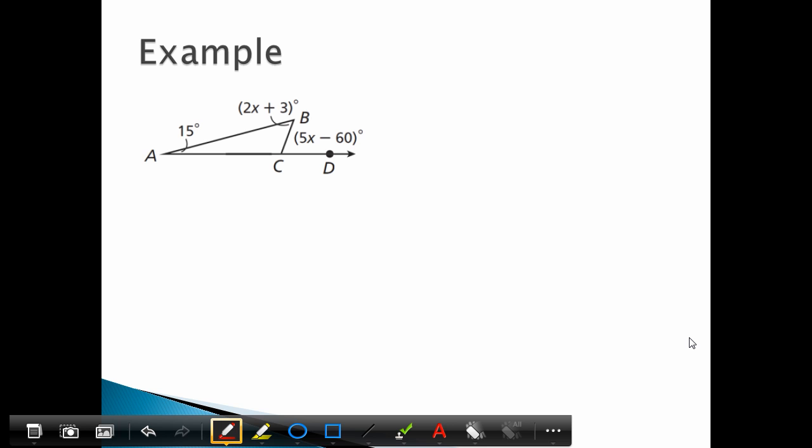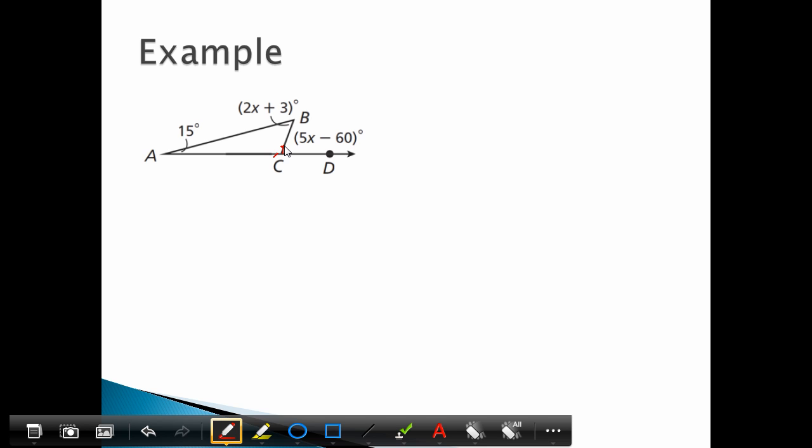Here's an example. I got a 5x minus 60. It's an exterior angle. See, it's on the outside. It's formed by a side and an extension. 5x minus 60. I have remote interior angles. I know that it's not going to be this little angle right there. That angle right there is not remote. That angle is right next door. They're neighbors.